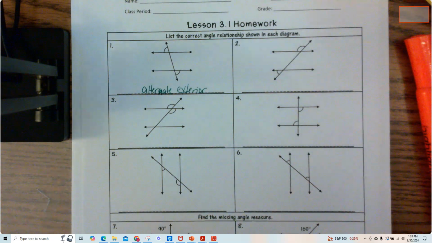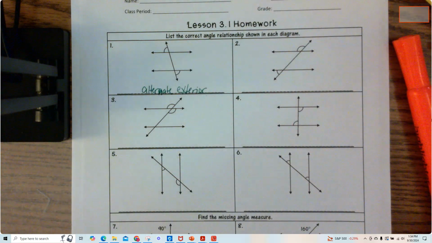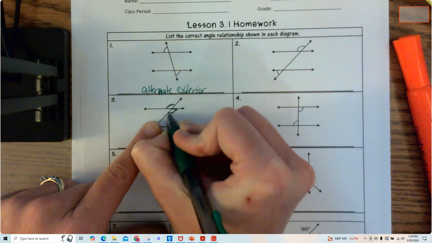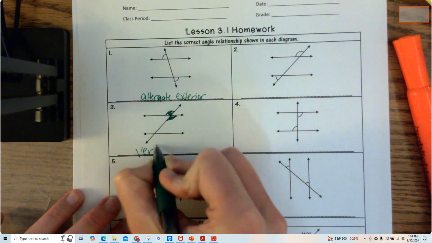Both. So if they're both, my only option is corresponding or vertical. So I have to decide, are they in the same position or do they make an hourglass? They make an hourglass, right? If I color this in, I get an hourglass. So these are vertical.